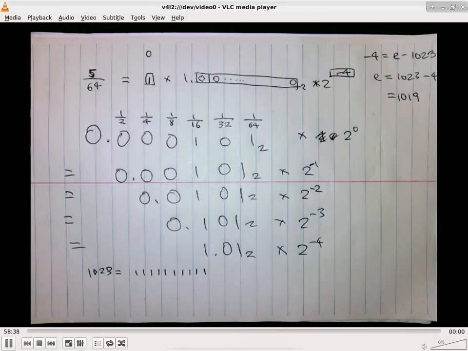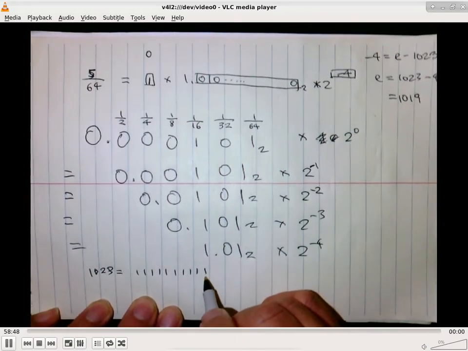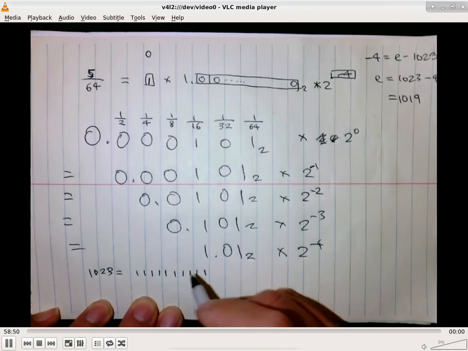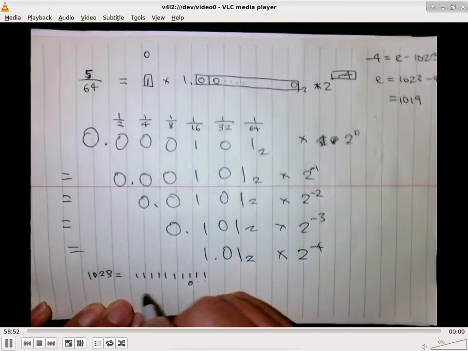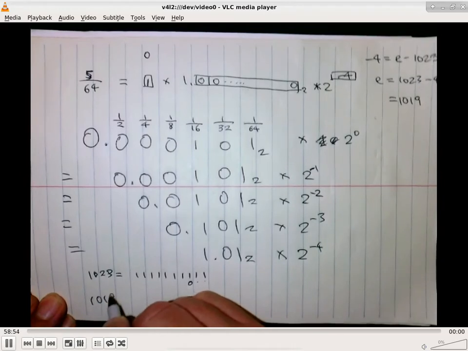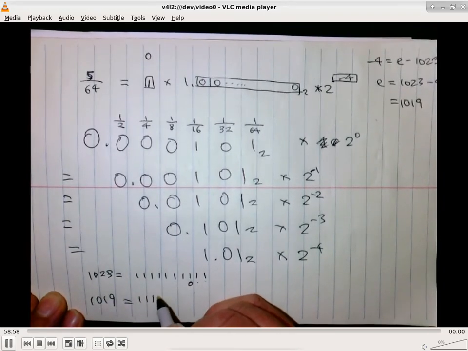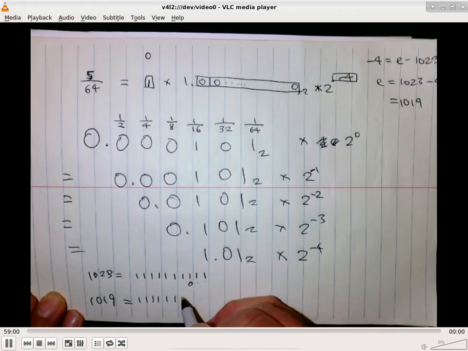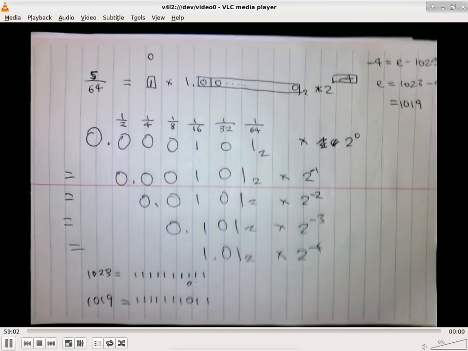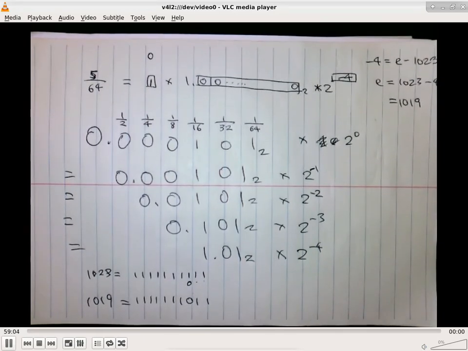Okay? But that's not what we want. We want to subtract 4 from it, right? But since it's all ones here, we just have to find out which one is 4. This is 1, this is 2, this is 4. So we turn this one into a 0. Now we have 1019 being 1111111011. We just have one single bit to represent that 4 that we want to get rid of.